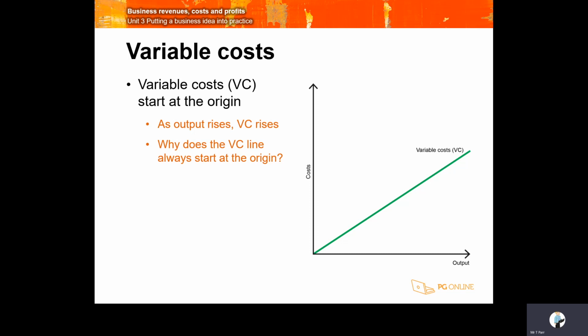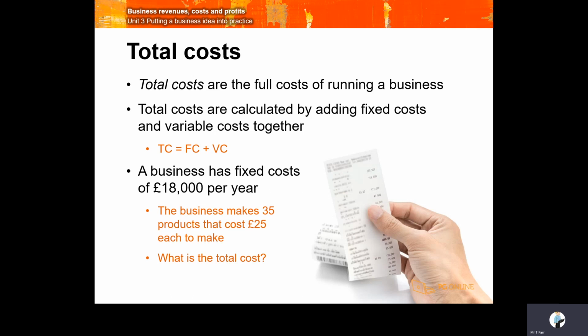It starts at 0. It's in the bottom left-hand corner where the two axes meet. If you're not making anything, it's not going to cost you anything. And so that is why the variable cost line starts at the origin. If you don't make anything, it's not going to cost you any materials. The more you make, the more the costs go up, and you can see there the gradient is pretty flat there. Quite easily, total costs are the full costs of running a business.